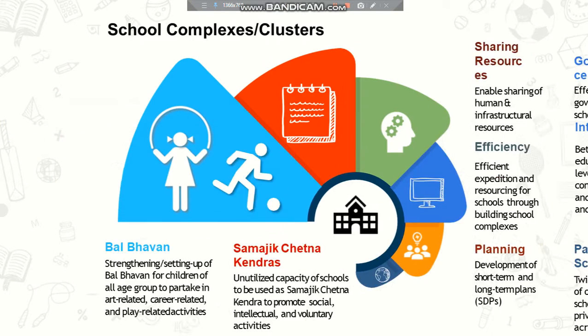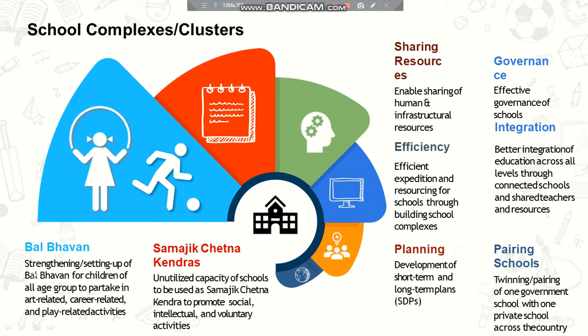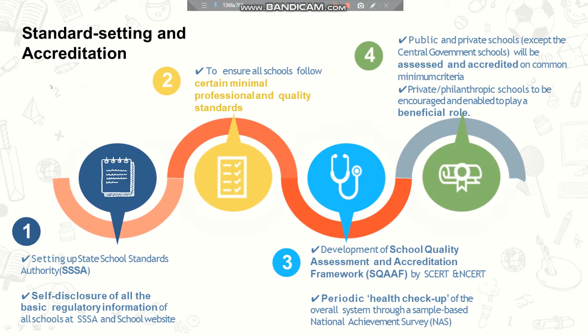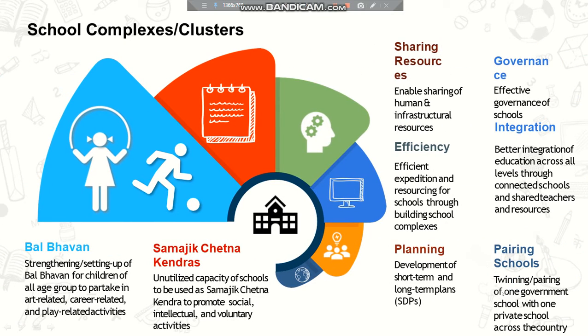And the schools, whatever schools: school complexes and clusters, Bal Bhavan, Samaj Chetna Kendras, sharing resources and planning, efficiency, governance, integration, pairing of schools, standard setting and accreditation. Yes, this is the standard setting and accreditation, you see clearly, you can observe here. Twinning, pairing of one government school with one private school across the country. See this one, a very important point. And come to integration. What is integration? Better integration of education across all levels through connected schools and shared teachers and resources. This is the most important point.